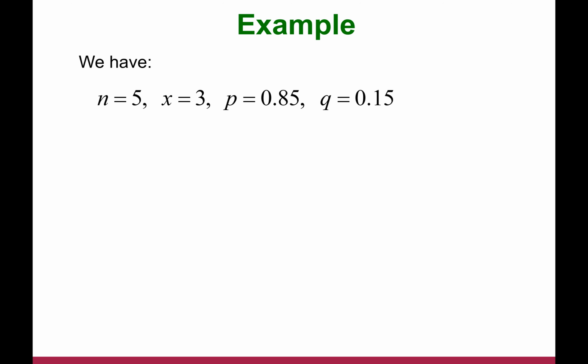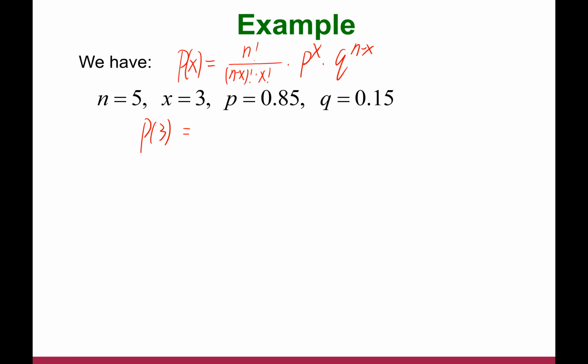And once we know that, we can apply the binomial formula. So P of x equal to n factorial over (n minus x) factorial times x factorial times p to the x q to the n minus x. And just apply the formula. So here we're looking for P of 3.